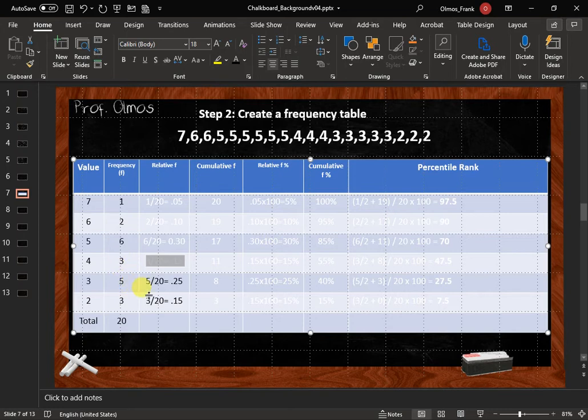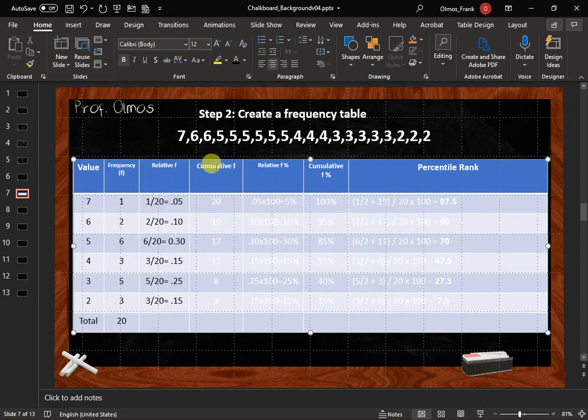Where you're getting these values like 3 and the 5, it's coming from the frequency. 3 out of 20, 0.15. And then 6 out of 20, 0.3. Okay, the 2 is the frequencies. Frequency over the total is 2 out of 20. And then 1 out of 20, you get 0.05. Okay, so that's the relative frequency.